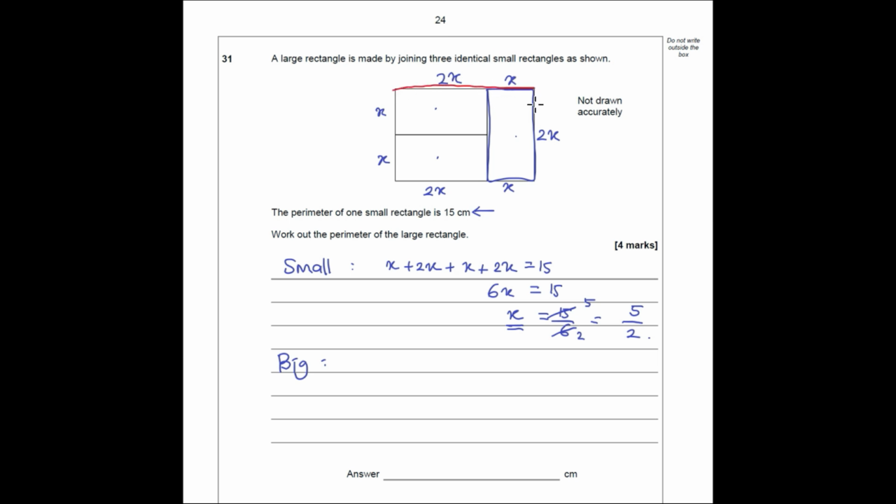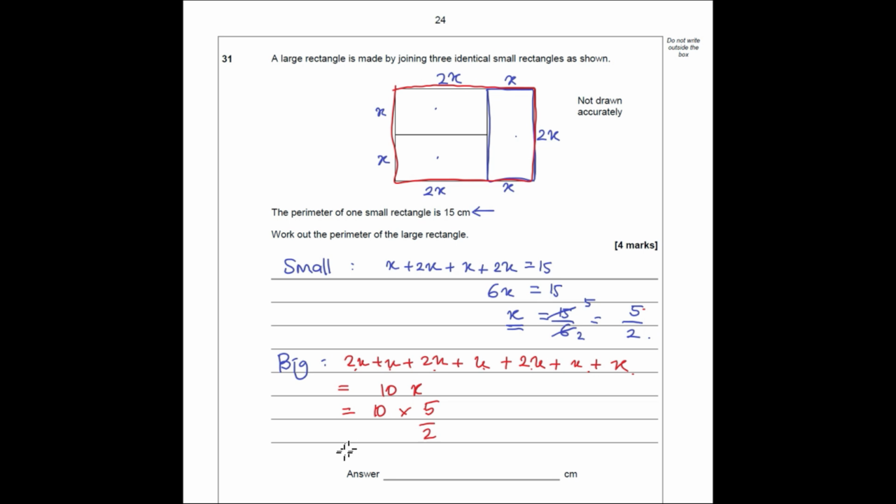2x plus x plus 2x plus x plus 2x plus x and then plus x again. Let's write it down here. 2x plus x plus 2x plus x plus 2x plus x and plus x again. We've got 2, 1, 2, 1, 2, 1, and 1. How many is it? 2 and 1 is 3, 5, 6, 7, 8, 9, 10. So we got 10x. That means 10 times x is 5 by 2.